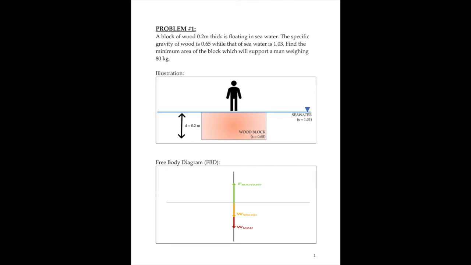For situational problems such as this, you first have to visualize what the problem is actually telling you. So for this problem, there is a certain man standing on top of a certain wood block which is floating in seawater. The problem says it supports the man, which means the man and the wood block are not sinking.